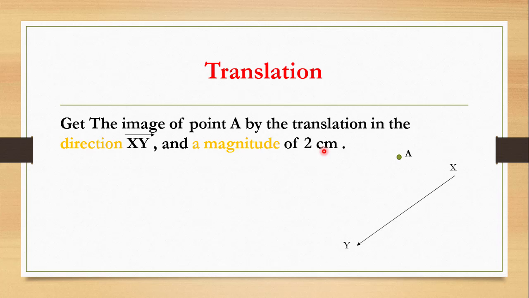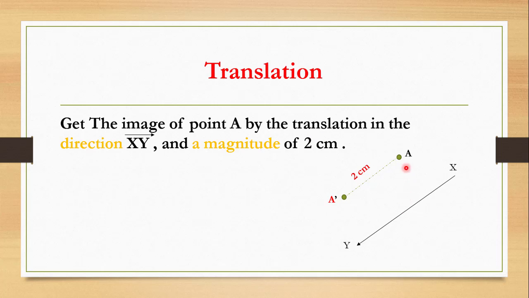If we want to make a translation, we should know two important pieces of information: direction and magnitude. The direction here is from X to Y, and the magnitude is 2 centimeters. It's very easy to draw the image of A. I'll draw a line parallel to XY, then measure 2 centimeters and put the new point, which is A dash. A dash means the image of A.